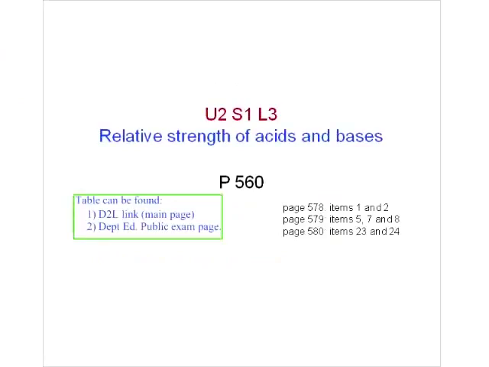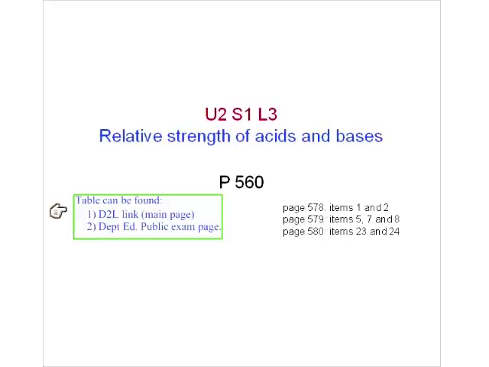This table can be found in the D2L content pages. On the main page, I have a link created called Tables, and you'll be able to link that there. You can also get this table, if you don't already have it, from the Department of Education Public Exam page. Just go to Chemistry and then scroll down, and you'll see the tables and charts there. Okay, this is dealt with on page 560 of your textbook.